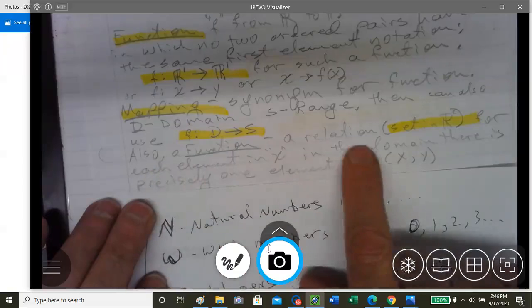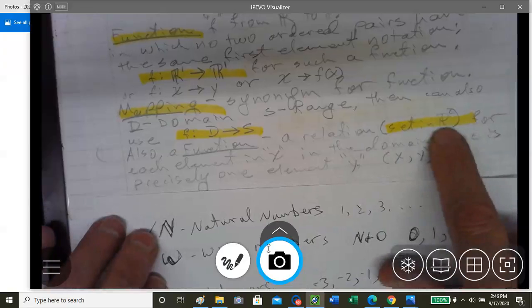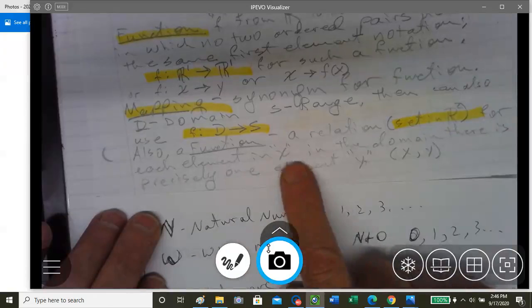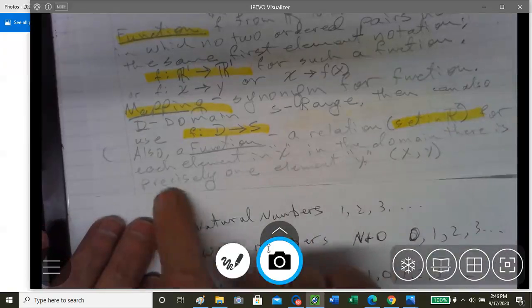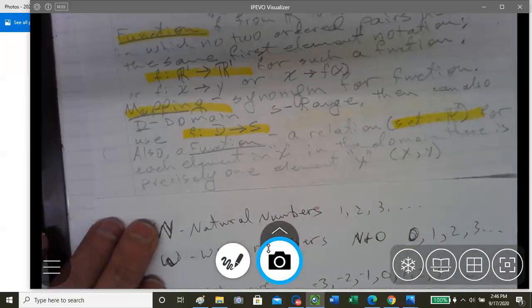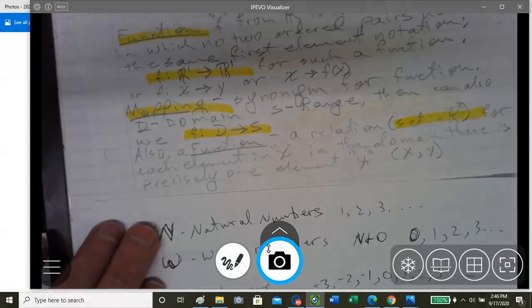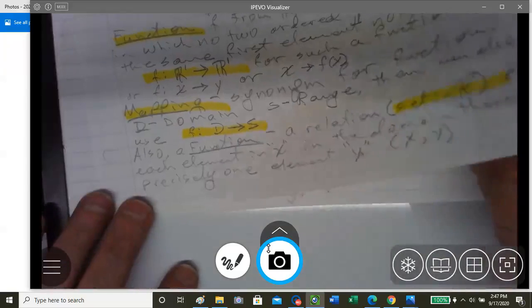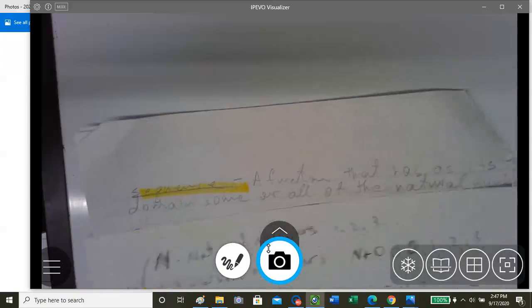Also, a function is a relation, or set of ordered pairs, in the real number set. For each element x in the domain, there is precisely one element y. So again, that's another definition of a function. For each x going in, there's one y going out, where the x's do not repeat in the ordered pairs.